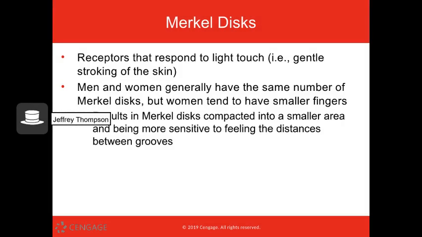Merkel discs are receptors that respond to light touch. So, for example, gentle stroking of the skin. Men and women generally have the same number of Merkel discs, but women tend to have smaller fingers. That results in Merkel discs being compacted into a smaller area and being more sensitive to feeling the distances between those grooves.